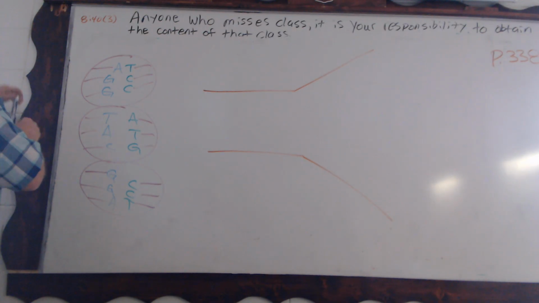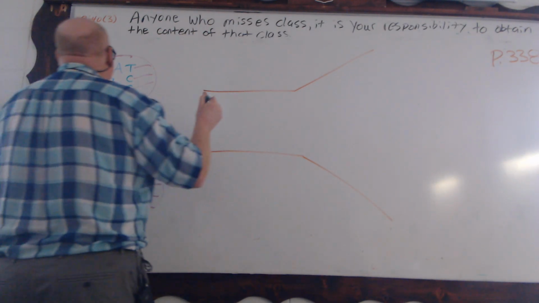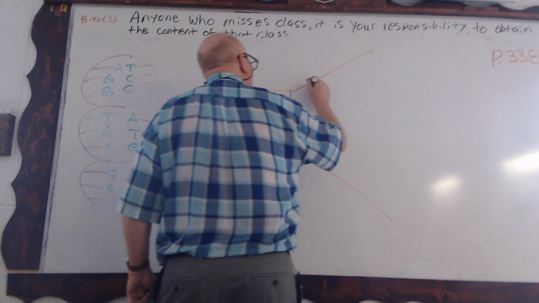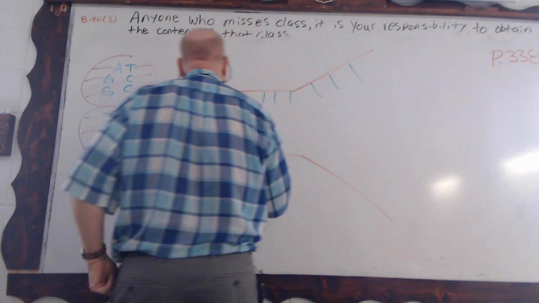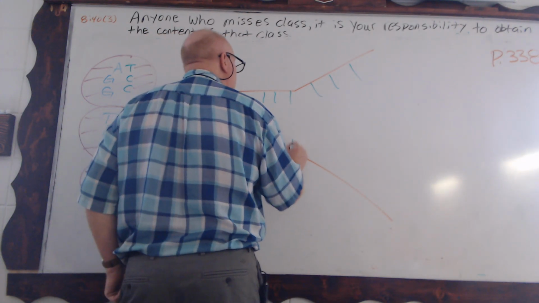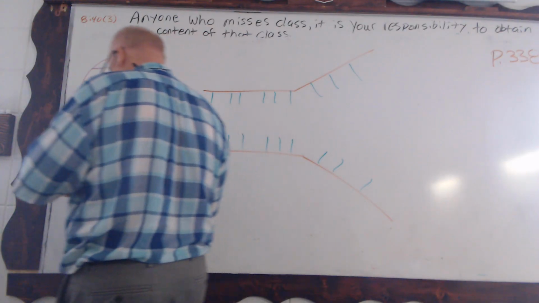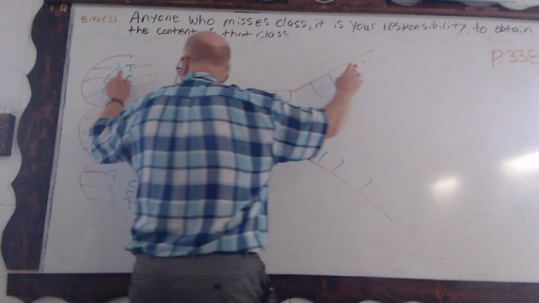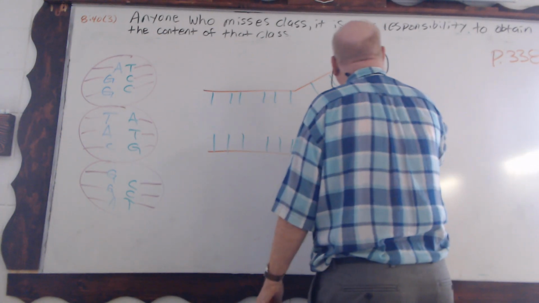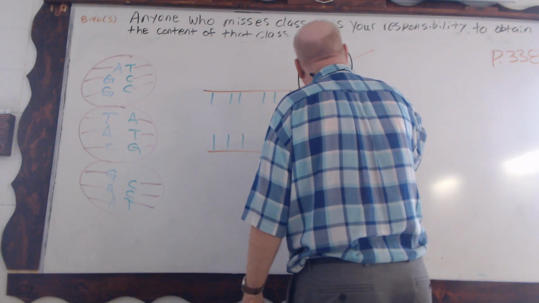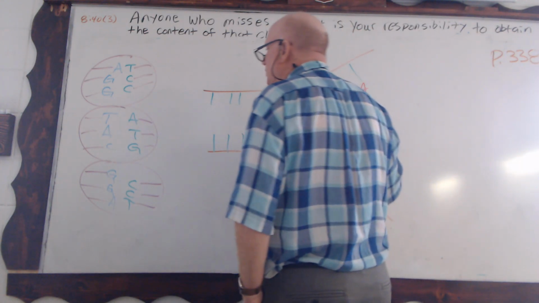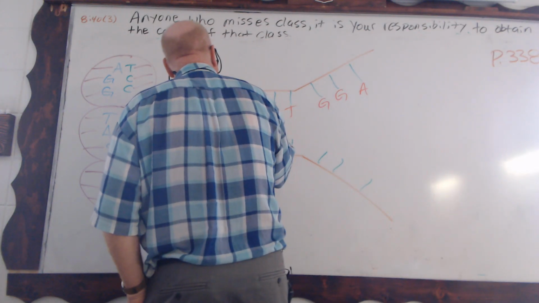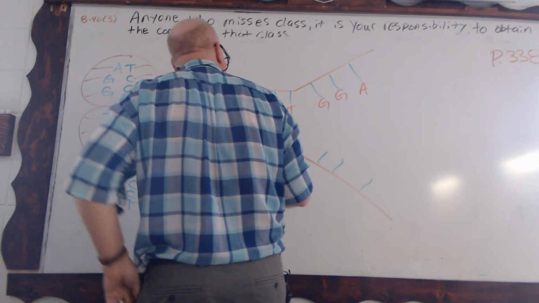So then what we need to do is draw these in. These go by 3s. 1, 2, 3. 1, 2, 3. Then 1, 2, 3. So we'll have 9. So we just start from the front and the top. So we do AGG. Then we do TAC. And then GGA.